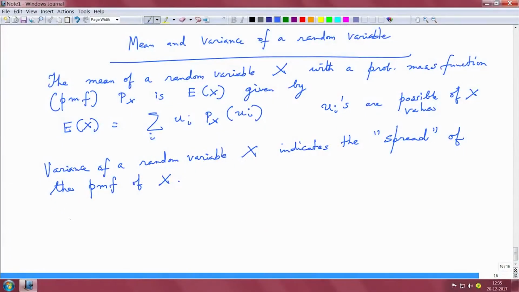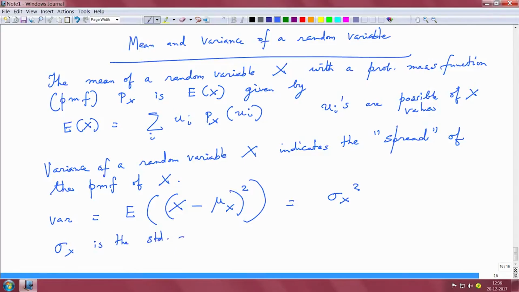Now, what is this variance? Variance is the expectation of the quantity X minus the mean, squared. So, you have the random variable, you subtract the mean from it, you square that quantity, and then you take the statistical expectation, and that is what you get for variance. This quantity is given by sigma x square, and sigma x is the standard deviation, given by the square root of the variance of X.